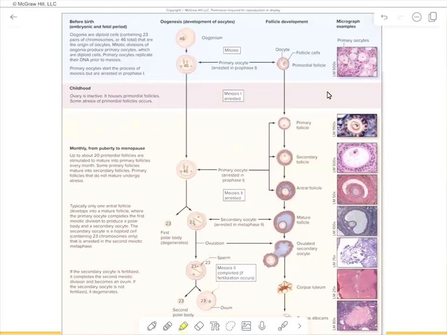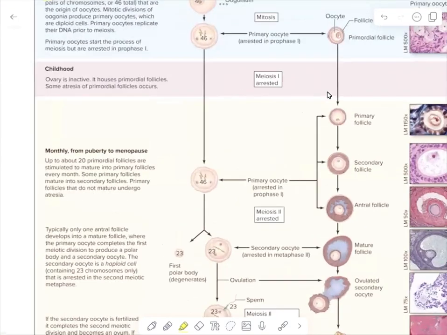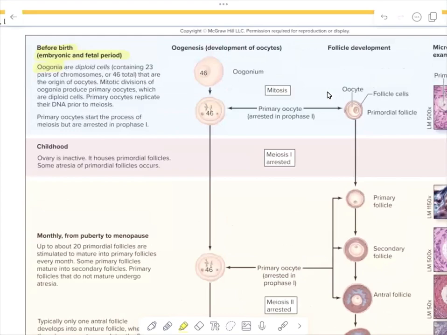Oogenesis is the process of meiosis that occurs within the ovary. So let's take a closer look at this chart, as there is a lot going on. In females before birth, during the embryonic and the fetal periods, all of the stem cells are referred to as oogonia. Oogonia are diploid cells, which means they contain 23 pairs of chromosomes, which is 46 total chromosomes. And that is represented as 2n equals 46.